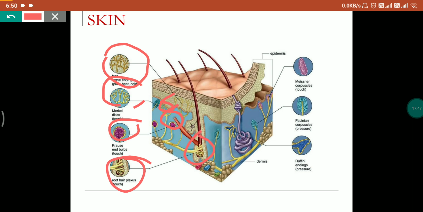And these are the root hair plexuses, which help in sensing our hair, and these are Meissner corpuscles, which help in touch and are present in the dermis, and Pacinian corpuscles, which help in deep pressure, and Ruffini endings, which also help in sensing the deepest or highest pressure in the dermis.